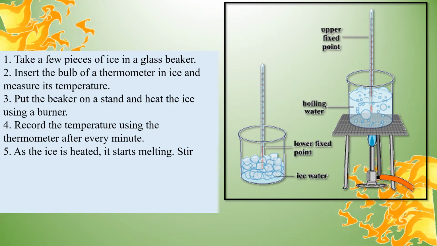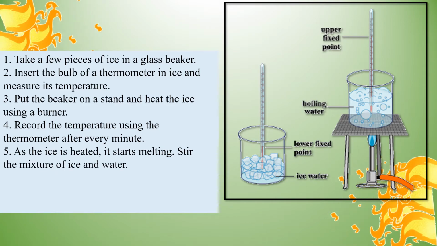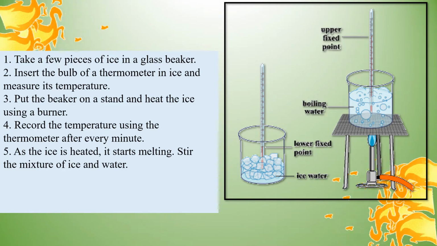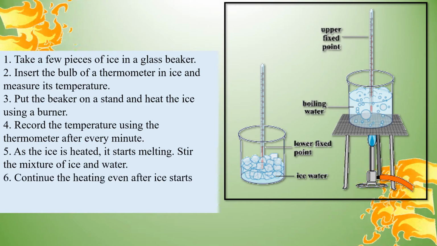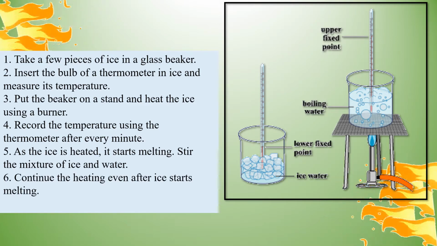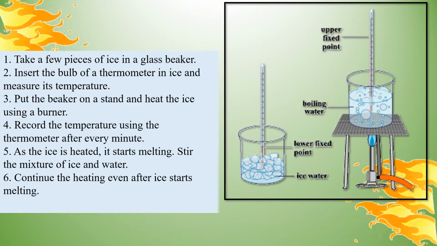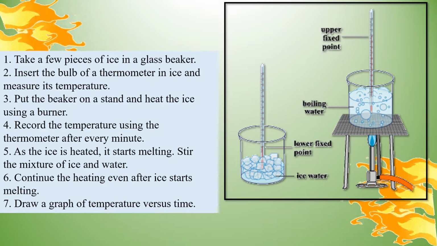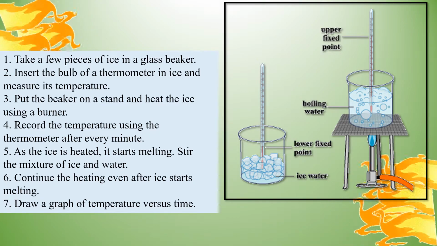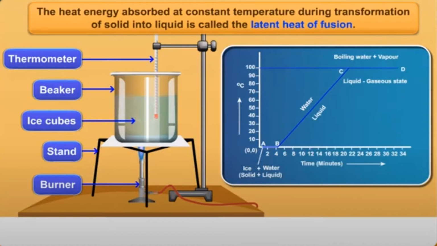Now, when you stir the mixture of ice and water, you will notice that it is further melting down, right? Continue the heating even after ice starts to melt. Draw a graph of temperature versus time. So this is the experiment in your textbook, and you can do it by yourself also and record it if you have a proper thermometer. Okay. Now, if I have to draw a graph of the temperature and the time taken, this is how the graph will look.